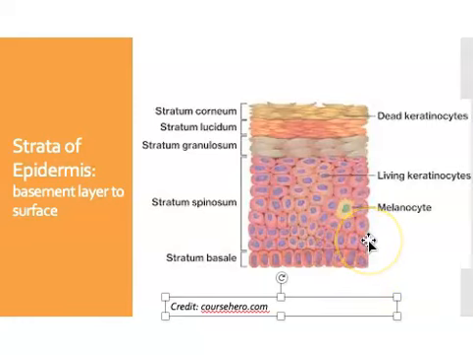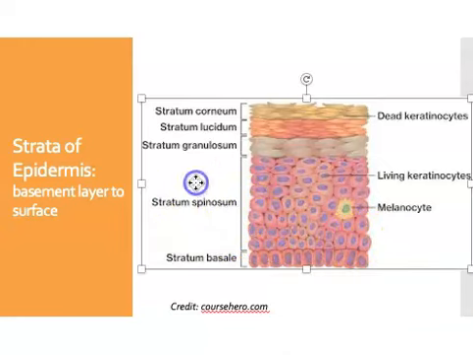Then there is a multi-layered section called the stratum spinosum. On top of that, there's a layer called the stratum granulosum, then a layer called the stratum lucidum, and then finally a layer called the stratum corneum. And you'll notice that the artist has labeled the stratum corneum as containing some dead keratinocytes.